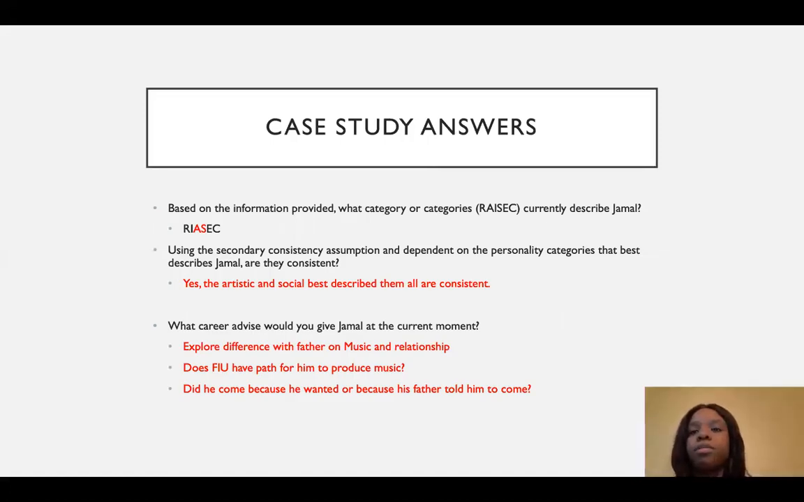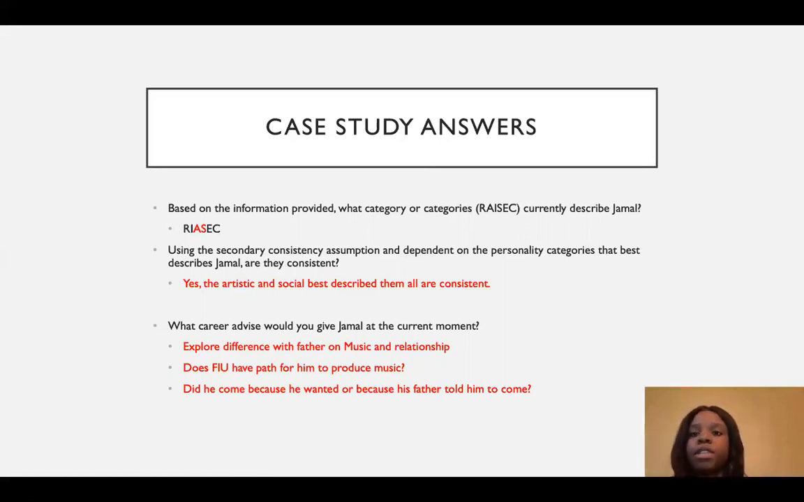Now that we reviewed the case study and we went over the 3 questions, here are some possible answers. The first question was, based on the information provided, what categories currently describe Jamal? And the 2 categories are artistic and social. The second question is, using the secondary consistency assumption, and dependent on the personality categories that best describe Jamal, are they consistent? And the answer is yes, the artistic and social personality types are consistent with one another.